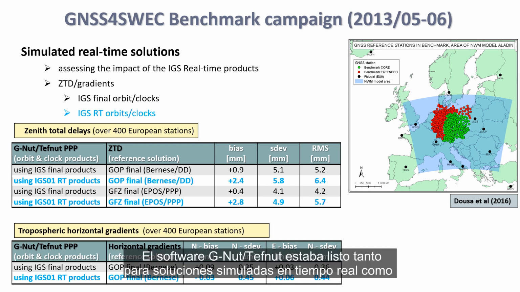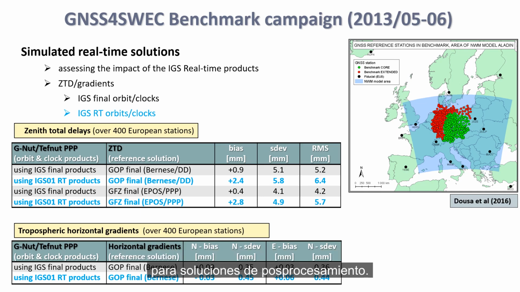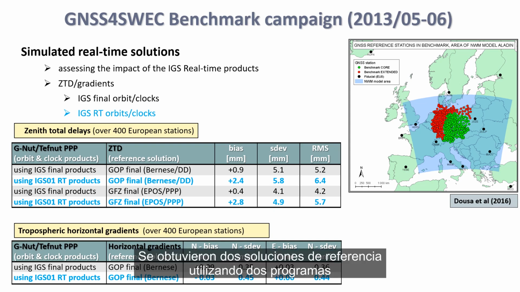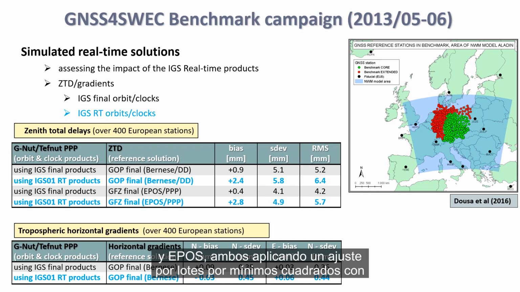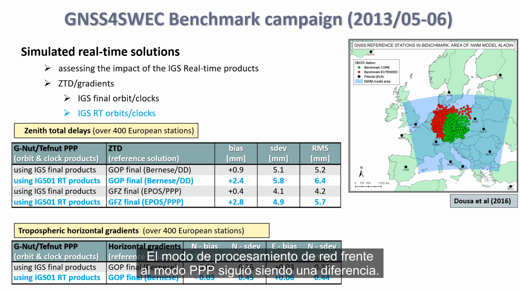G-Nut software was ready for both simulated real-time and post-processing solutions using PPP and Kalman filter and smoother. Two reference solutions were derived using two scientific software, Bernese and EPOS, both applying least-squares batch adjustment with purely deterministic models. Network versus PPP processing mode remained as a difference.